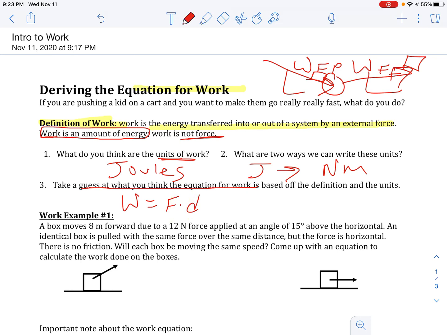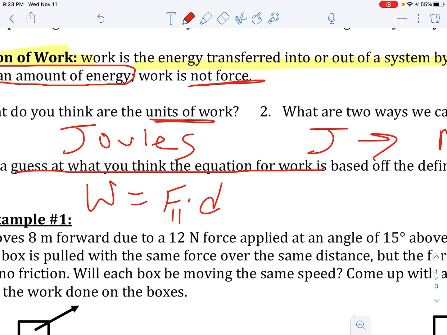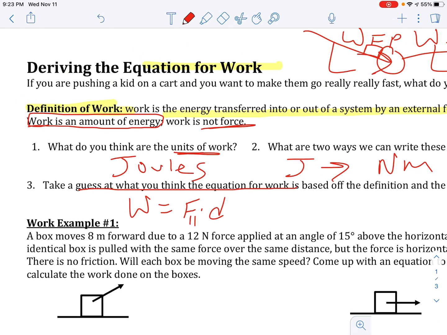Now, it is a touch more complicated than that. It's actually force parallel times distance. What that means is the component of the force that is parallel to the displacement. We can also write that as force times displacement times cosine theta. Sometimes you'll see it written like that.